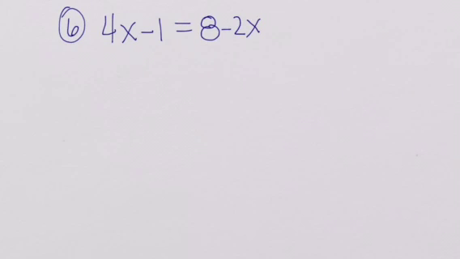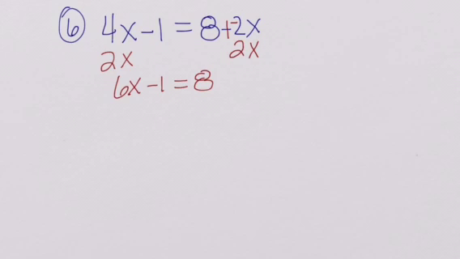Is the largest variable term on the left? It is. Are all the variable terms on the left? They're not. So we're going to need to zero pair. First, we're going to add a line and change the sign so that we know to zero pair a positive 2x over onto the left side. So now we're going to have 6x minus 1 is equal to 8.